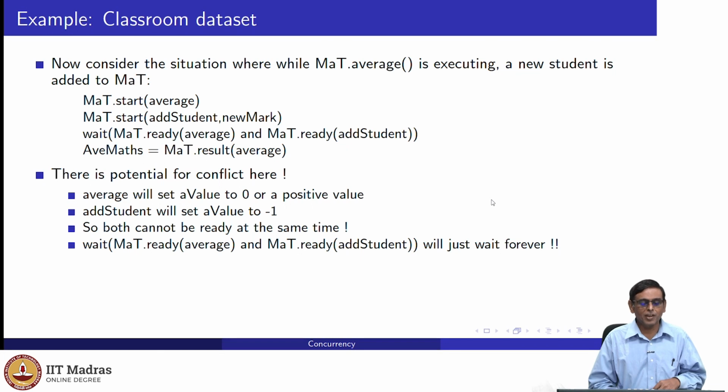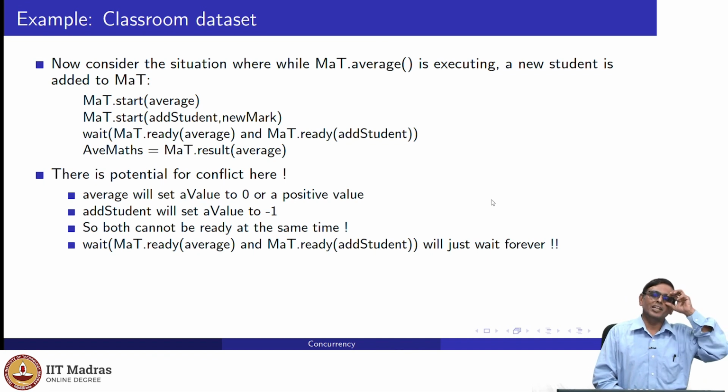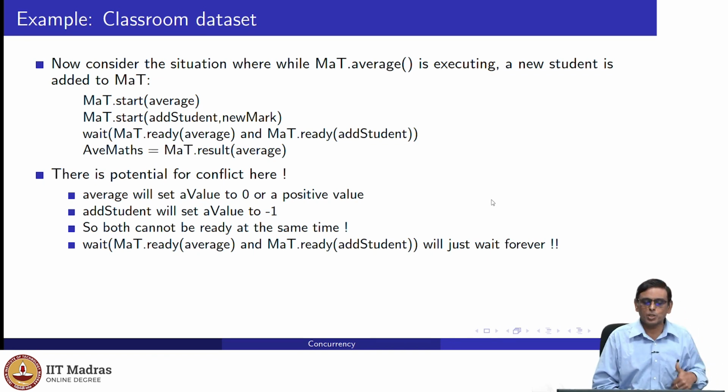So which means that the wait, while innocent, if you look at that wait, mat.ready average and mat.ready add student, it looks very innocent. It looks as if the correct thing, right? You are saying wait for average to become ready and wait for add student to become ready. Correct thing to say. But you see the way we implemented it, it's never possible for both average as well as add student to be ready. So that wait will wait forever, right? It's never going to end. So it's actually a perpetual loop. So it's wrong code, right? We made a mistake in the code.